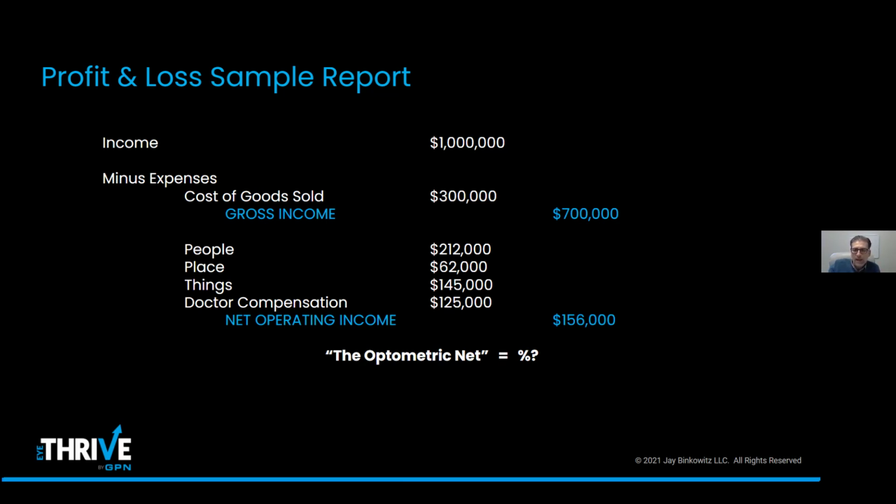Now, in this example, this is showing sort of opposite of what we just talked about, but on our P&L, this doctor compensation number will show up underneath this net operating income.